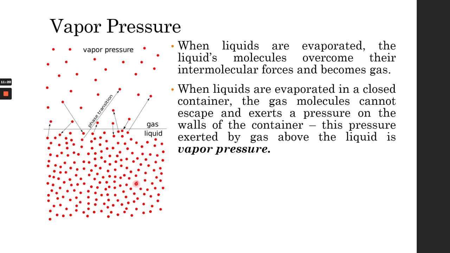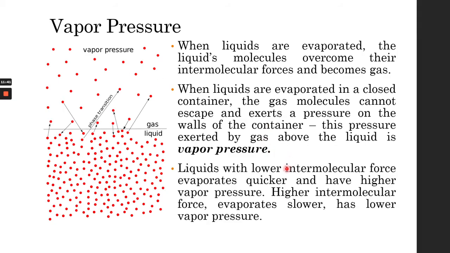So as the liquid heats up, the particles from the liquid change phases from liquid to gas, and as they become gas, they exert force on the wall of the container. And that pressure that these gas particles exert is what we call the vapor pressure. Liquids with lower intermolecular forces evaporate quicker and have higher vapor pressure, while higher intermolecular forces evaporate slower and have lower vapor pressure. So in this case, the intermolecular force is inversely related to the vapor pressure.